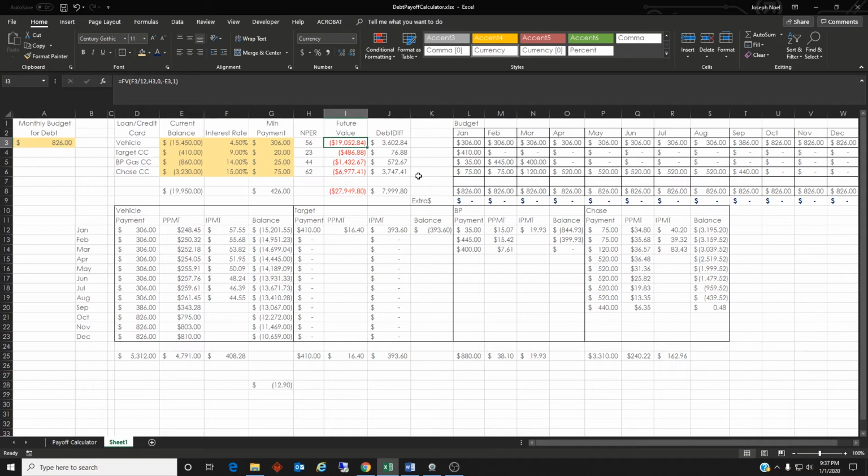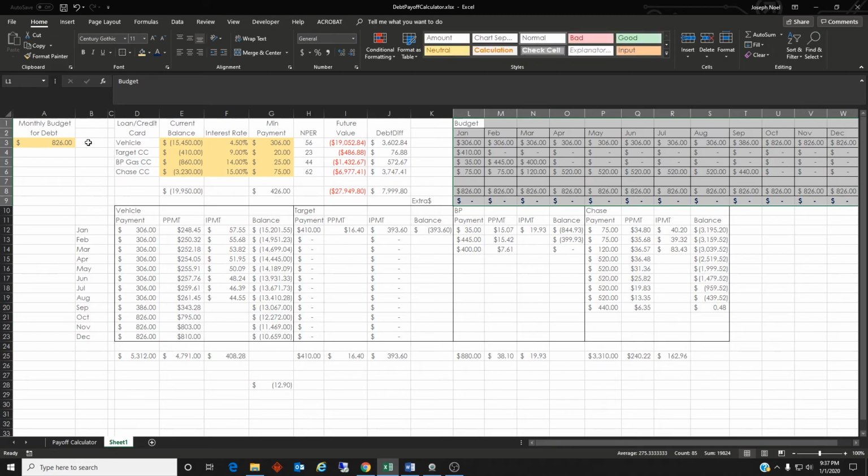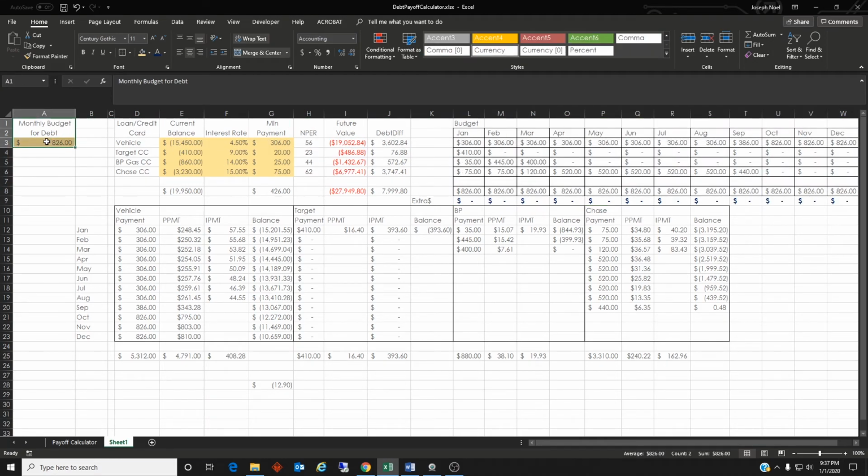So this is how it works. This is the important part, making this plan and utilizing your additional monthly funds for reducing debt to meet your goal of becoming debt-free.